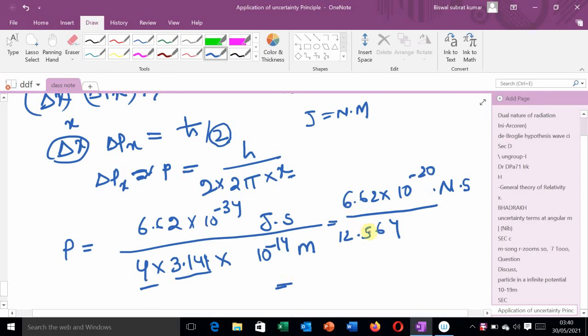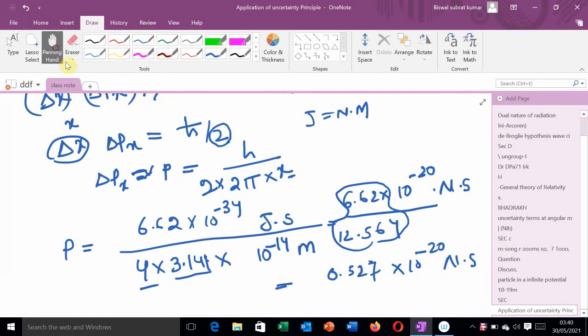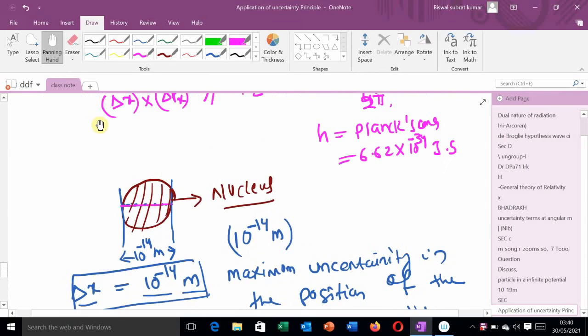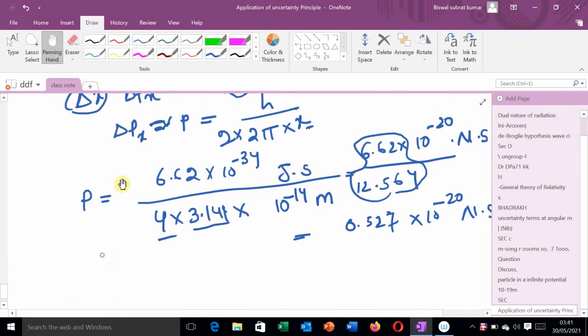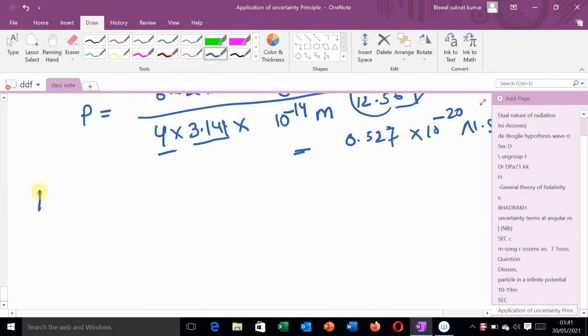If you divide these things, it will be around 5.27 into 10 to the power minus 20 Newton into second. Now this is the momentum of an electron if it stays anywhere in the diameter of the nucleus. Now we can calculate the energy of the electron.